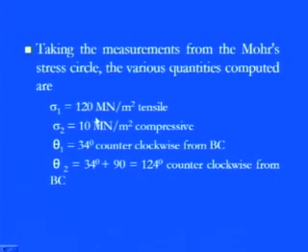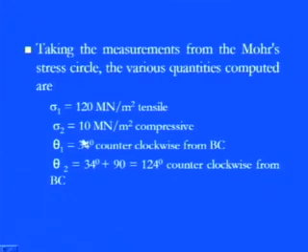Like sigma 1 is 120 meganewton per meter square, that is of tensile nature, because it is in the positive direction. Just go back, you see it is towards the horizontal in this direction, so it is the positive direction. And the sigma 2, which is horizontal towards the left direction, is of compressive nature, and it has a value of 10 because it is very close to the horizontal, so 10 meganewton per meter square.